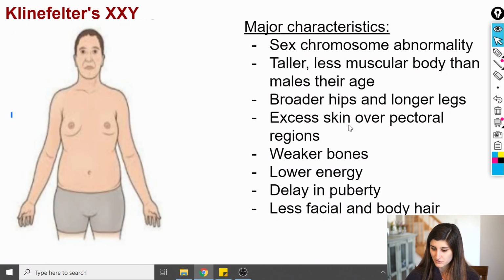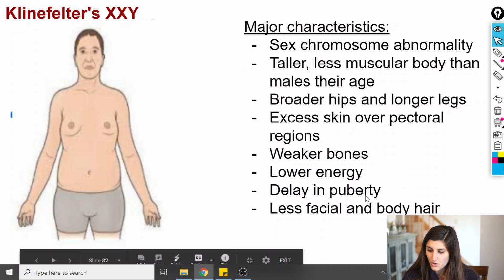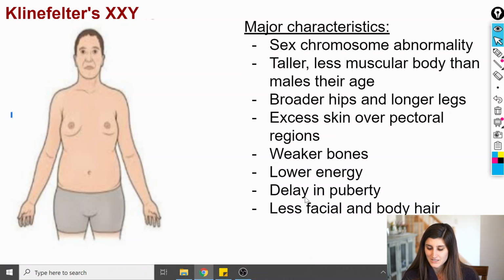And these are just some of the characteristics that are associated with Klinefelter syndrome. Still can live a fairly normal life. Brain development is good, so they're intelligent in that sense. So there's no abnormalities like that. But these are some of the characteristics that are associated with Klinefelters. Taller, less muscular body than males their age. They tend to have broader hips and longer legs. They have excess skin up here, weaker bones, lower energy. They might have a delay in puberty. They tend to have a lot less facial and body hair. So those are just some characteristics that are associated with Klinefelters. But sometimes you wouldn't even know. You wouldn't even notice that somebody has Klinefelter syndrome.